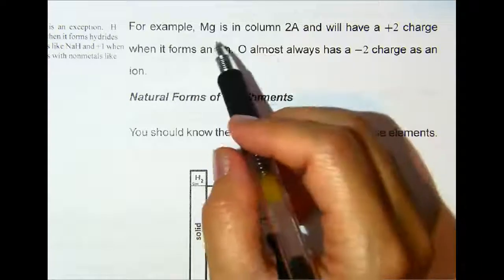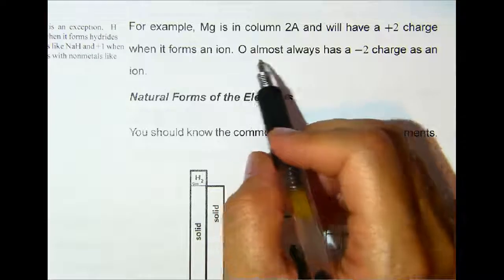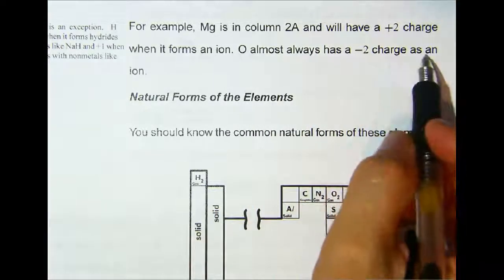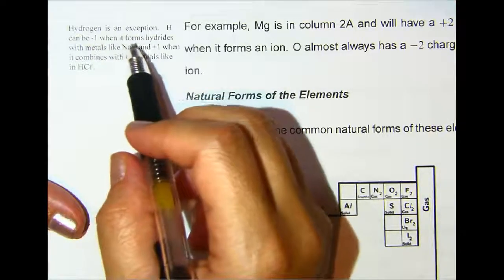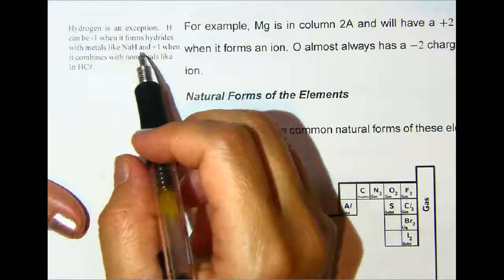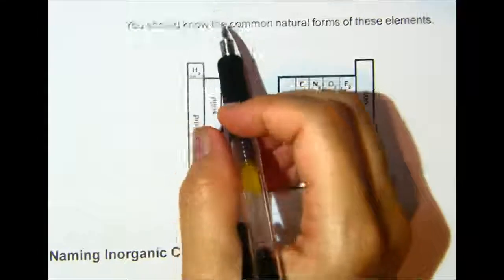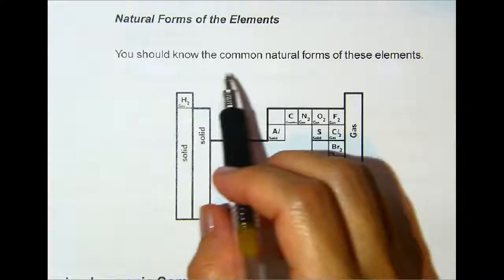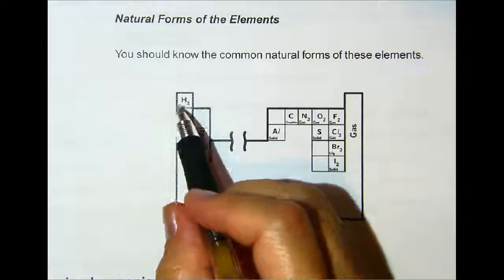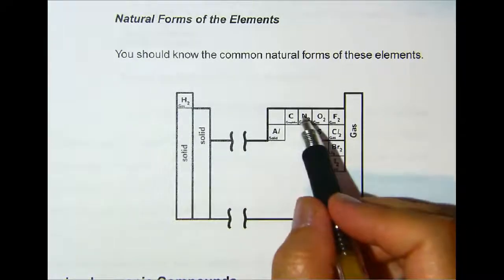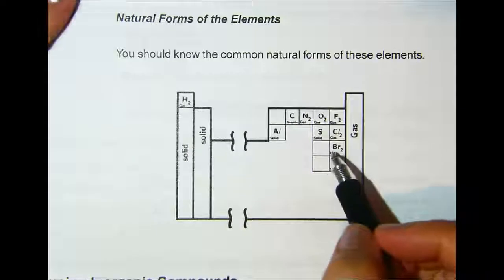For example, magnesium is in column 2A and it will have a charge of +2 when it forms an ion. Oxygen almost always has a -2 charge as an ion. Note, hydrogen is an exception. It can be -1 when it forms hydrides with metals like sodium hydride, and +1 when it combines with nonmetals like HCl. Natural forms of the elements. You should know the common natural forms of these elements, and what's most important is that you recall the 7 diatomics. Start at 7, make a 7, and hydrogen's the 7th element, where these only exist in pairs in their natural state.